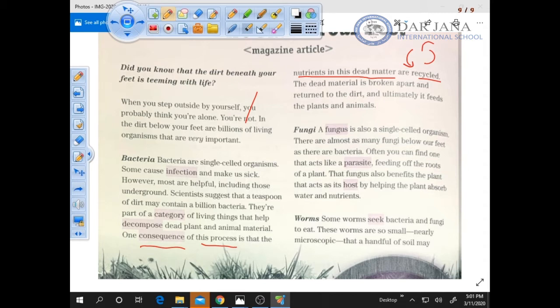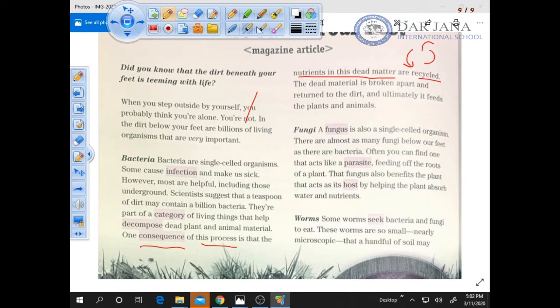So we can say from the sentence, consequences that mean a drawback in the situation. One consequence of this process is that the nutrients in dead particles, dead materials are recycled. So there's a change, recycling. There's a change of something happening, and they say one consequence, something that's a negative. Okay, so we're just getting a general idea of what's happening.